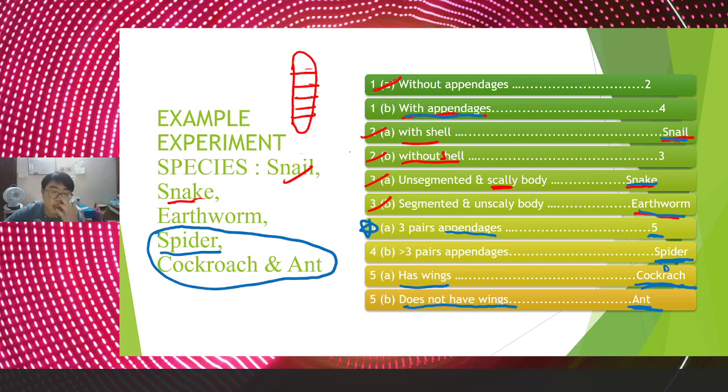This is artificial selection. So hopefully based on this experiment you can understand. And this one actually is one of the experiments in your SEM 3. I think it's the first experiment.